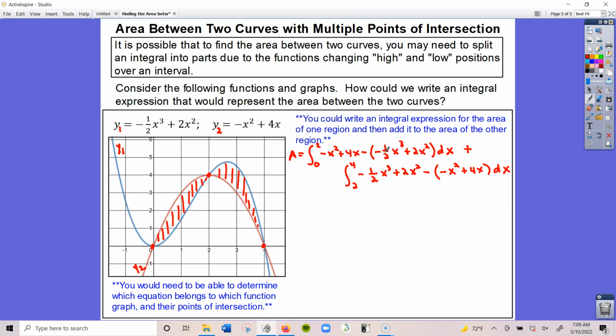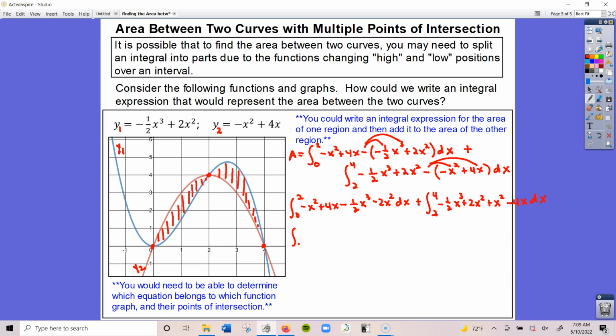Now this is going to take a little bit of work. We have to distribute this negative here and distribute this negative here, and then combine our like terms. So we have the integral from 0 to 2 of negative x squared plus 4x minus 1/2 x to the third minus 2x squared plus the integral from 2 to 4 of negative 1/2 x to the third plus 2x squared plus x squared minus 4x.